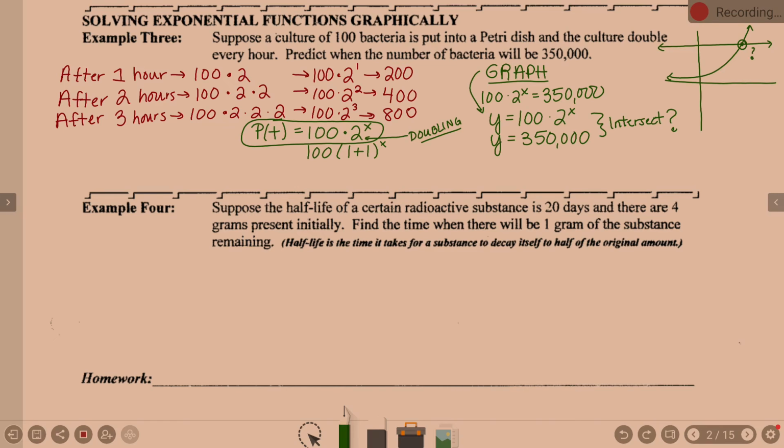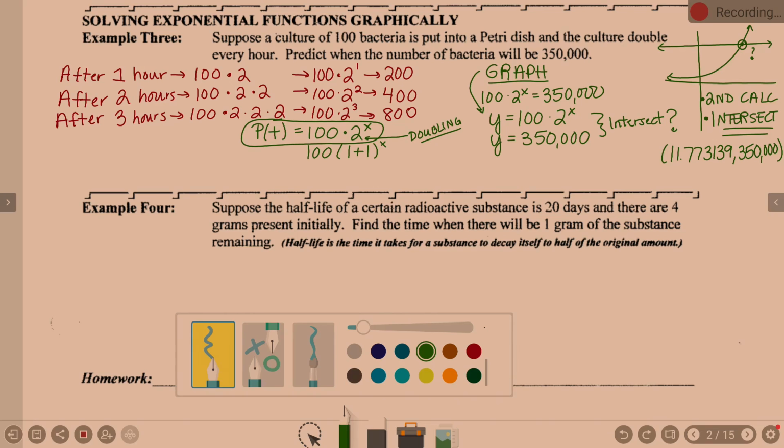Thank you. Okay, so the idea here is we used our second calc menu, or second trace, and we used the intersect option. So I graphed the curve, I graphed the line, and I'm looking for the intersect option. And my intersection was at 11.773139 and 350,000.